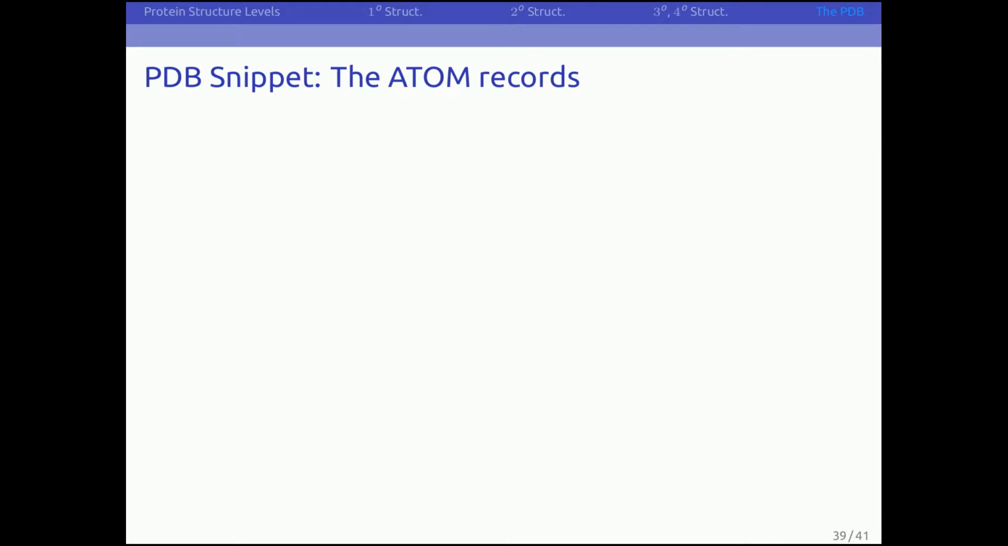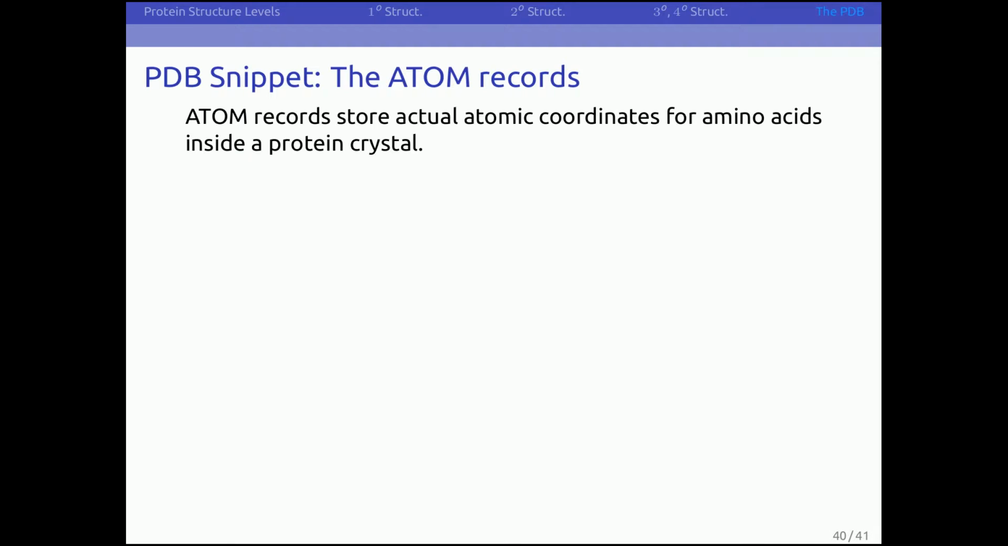So I'm going to give you a brief snippet of what the PDB file looks like. And in particular, I'm going to look at a section of the PDB that's going to be very relevant to us next week. And these are called the atom records. So this is taken out of a PDB file, okay? Atom records are the section of a PDB entry that store actual atomic coordinates for amino acids inside a protein crystal.